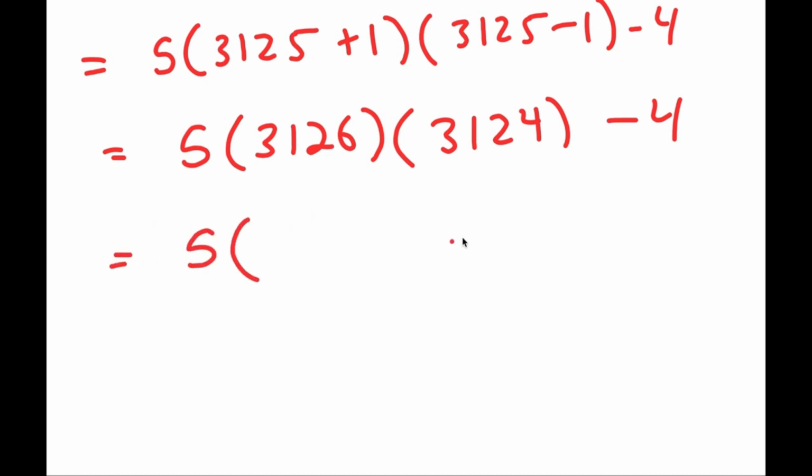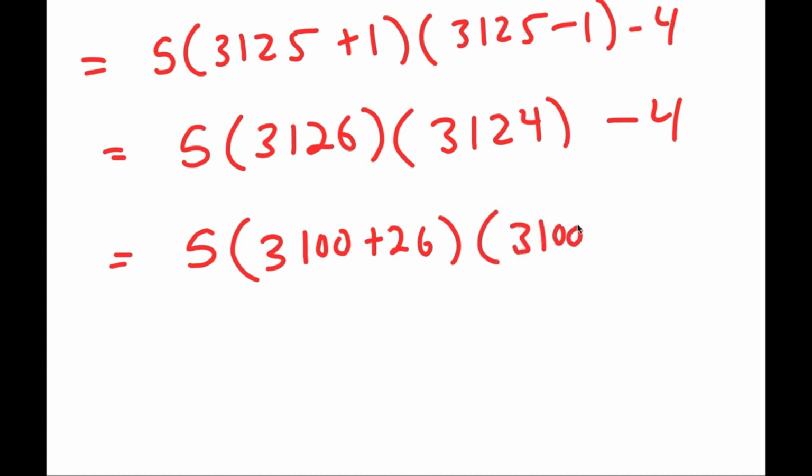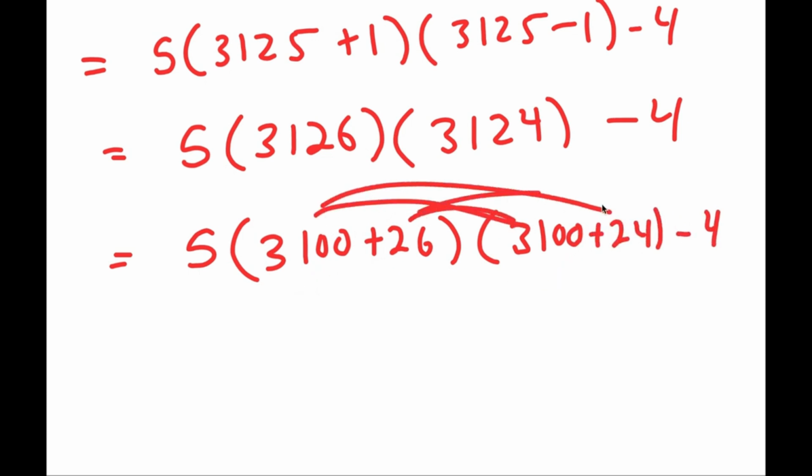So what I'm going to do is rewrite 3,126 as 3,100 plus 26. This way we have a simpler number because it ends in a 0. And same with 3,124. I'm going to write it as 3,100 plus 24. So this way, to multiply these, I can just distribute, and there's no real challenge in multiplying any of these numbers because the larger numbers end with 0.